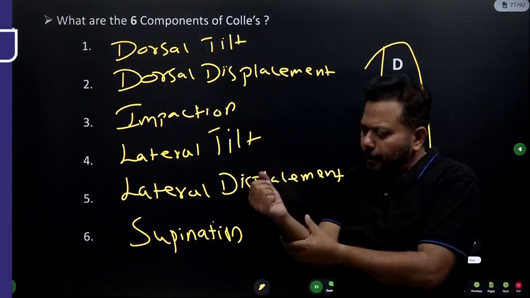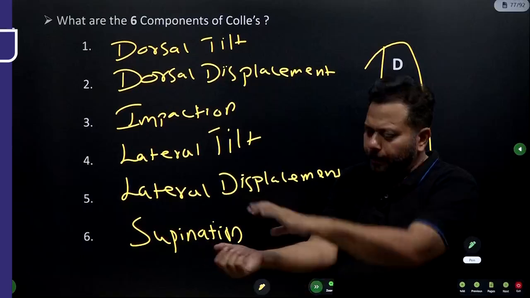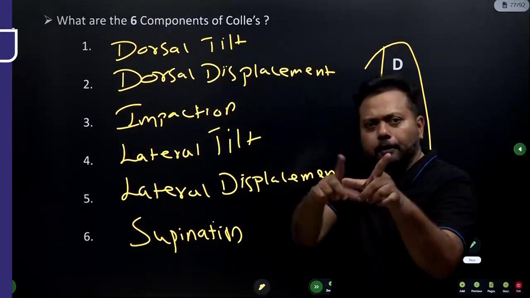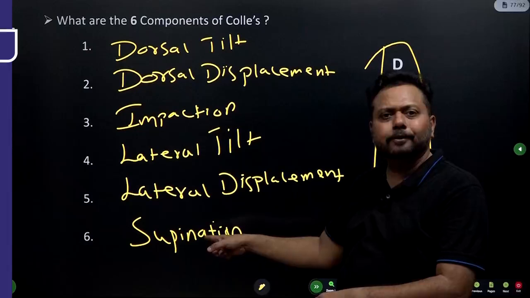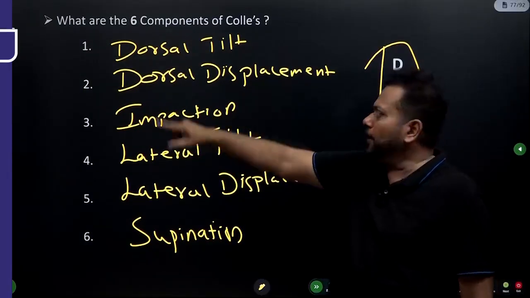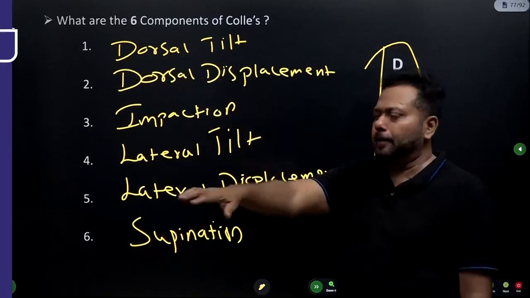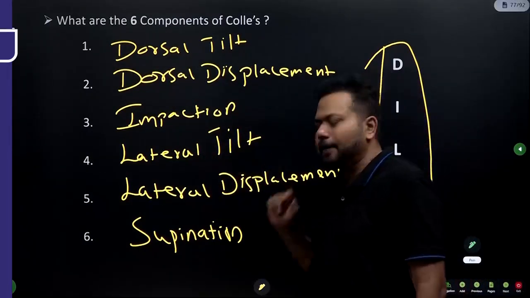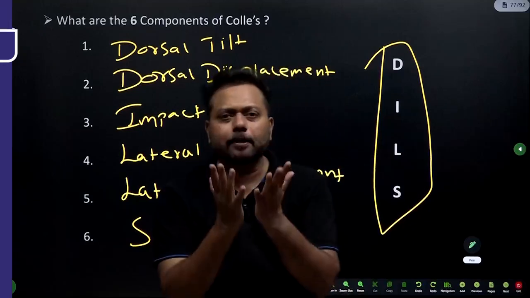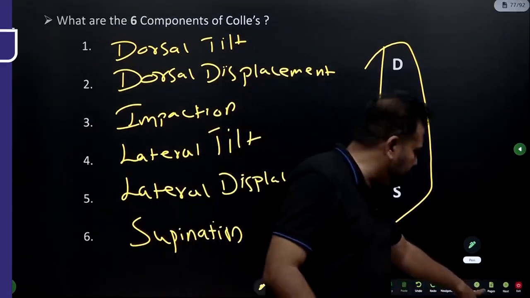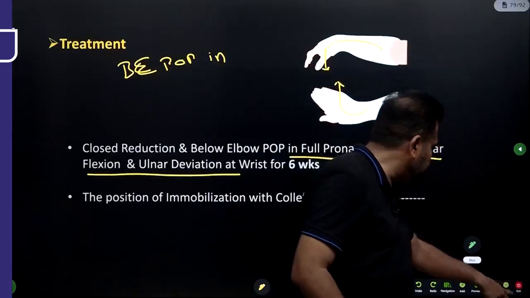After that, putting in full pronation, this is supination. I'm putting in full pronation. I'm turning the forearm to full pronation. That neutralizes supination, the second displacement. Putting in full palmar flexion neutralizes dorsal tilt and dorsal displacement. Ulnar deviation neutralizes lateral tilt and lateral displacement. All the 6 displacements of Colles fracture are neutralized with your classical Colles cast.